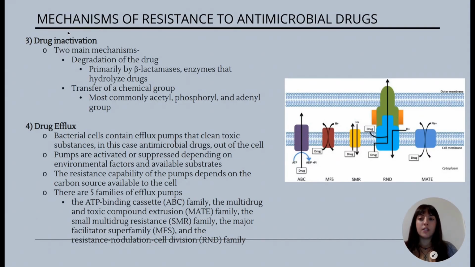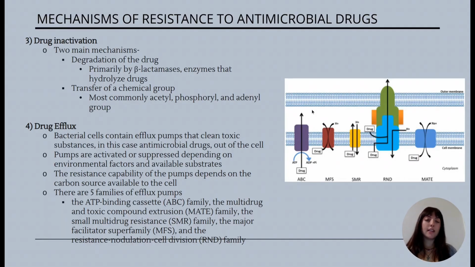So drug inactivation happens by two mechanisms: either degradation of the drug, which is primarily seen in beta-lactamases, which are enzymes that hydrolyze the drugs, or a transfer of a chemical group, mostly acetyl, phosphoryl, and adenyl groups. And then lastly, drug efflux. Bacterial cells contain efflux pumps that clean toxic substances, in this case antimicrobial drugs, out of the cell.